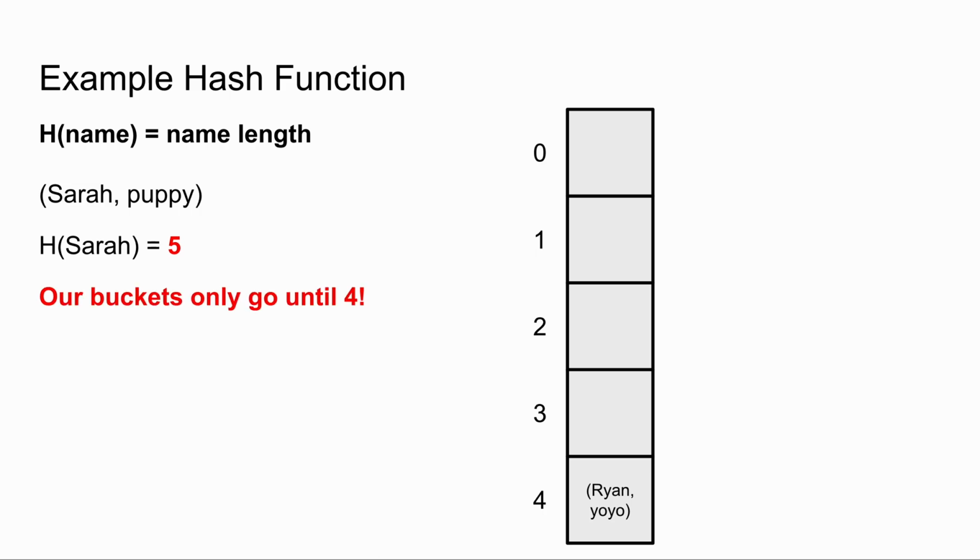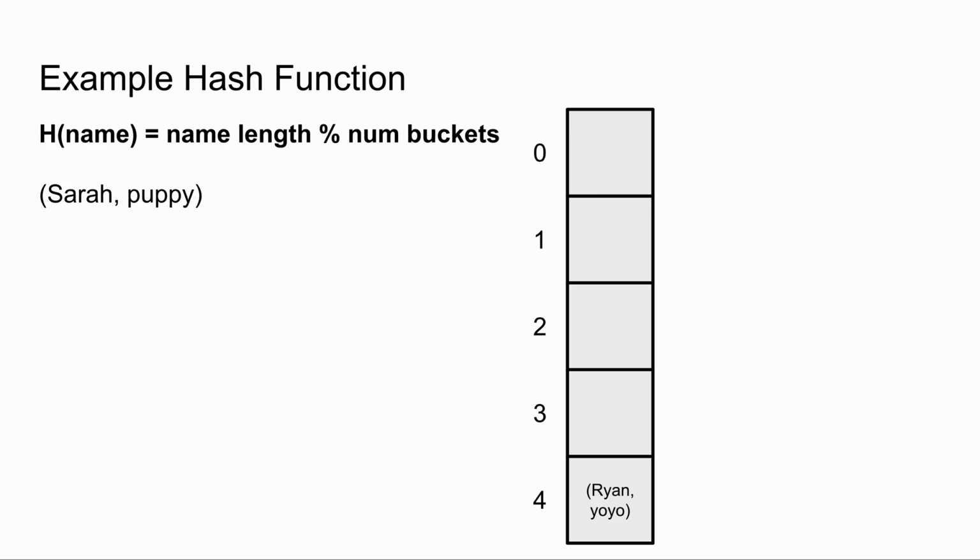Uh-oh, Sarah has 5 letters, but our buckets only go until index 4. Looks like we have to make some changes to our hash function. Here, I've slightly modified our hash function to modulo the length of the name by the number of buckets in the hash table. This ensures that no matter how long the name is, the hash function will always return a valid index for the hash table. Let's try hashing Sarah again. This time, we get that the hash value is 0, so we insert Sarah Puppy into the bucket with index 0.